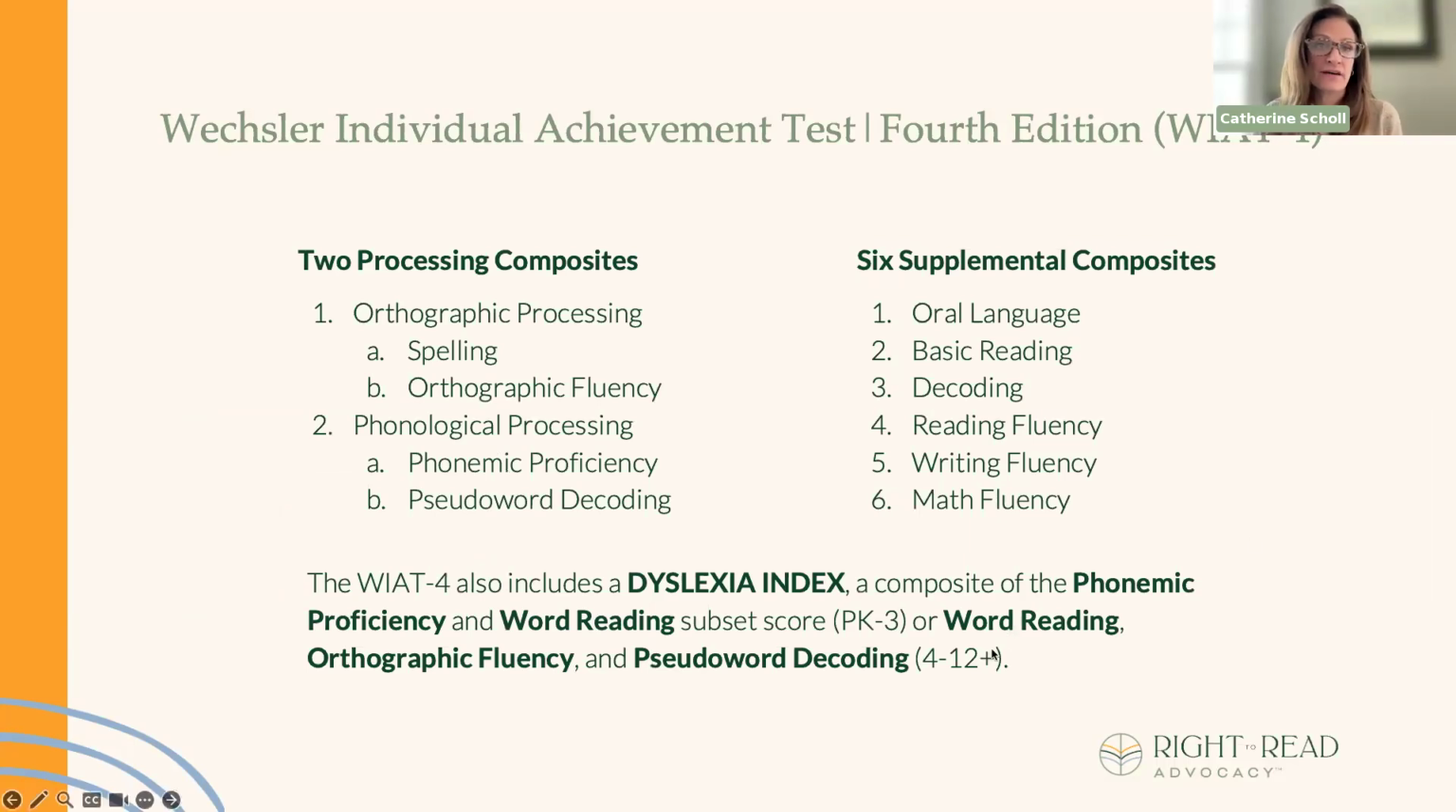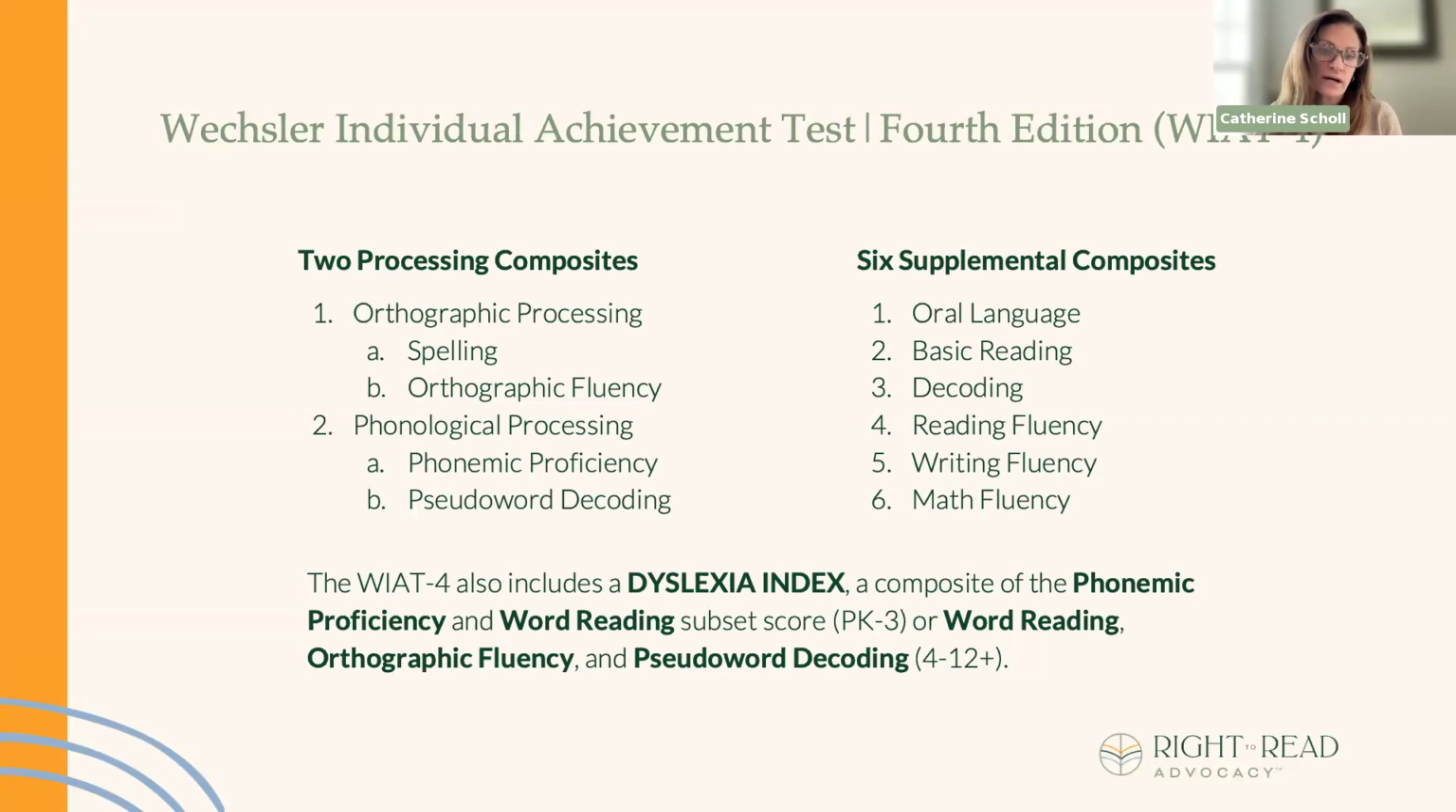And then, to move on with the WIAT, we also have the two processing composites that help us dig deeper into things like dyslexia or written expression disabilities, and also those 6 supplemental composites. What the supplemental composites really are is, say you're doing the assessment and you're getting a feel that the student has weaknesses in writing, right? Then we have these other supplemental composites and subtests that we can do to look at different skills within that one area.